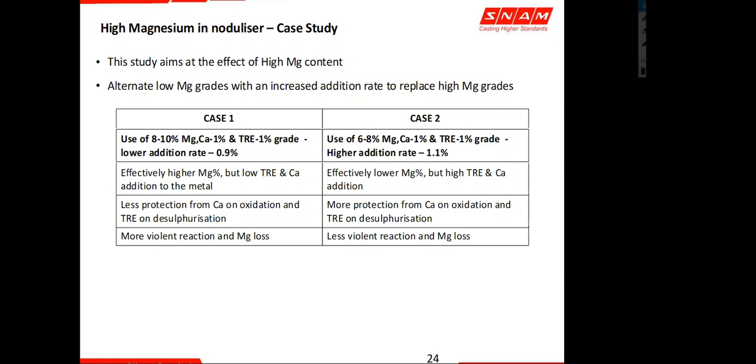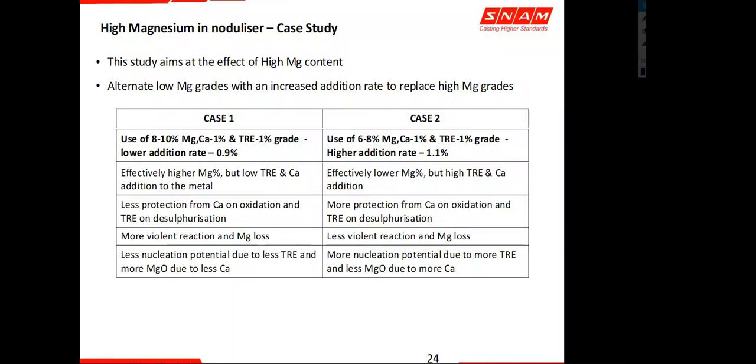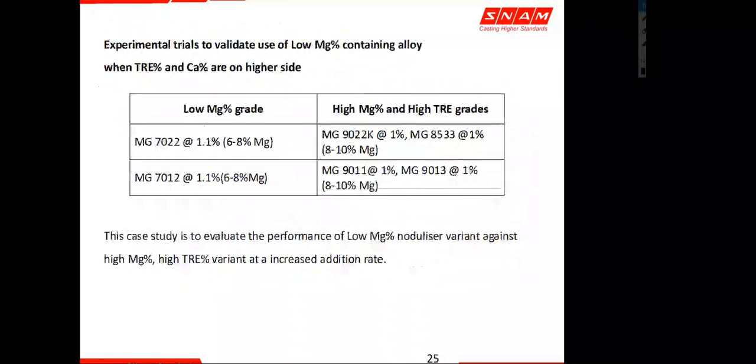So the implications would be more reaction and more loss, and here the violent reaction will be less, and then magnesium loss will be comparatively lesser, with less nucleation potential due to the presence of less TRE, and more MgO due to less calcium. But here you have got good protection from calcium and then good denucleation from rare earth.